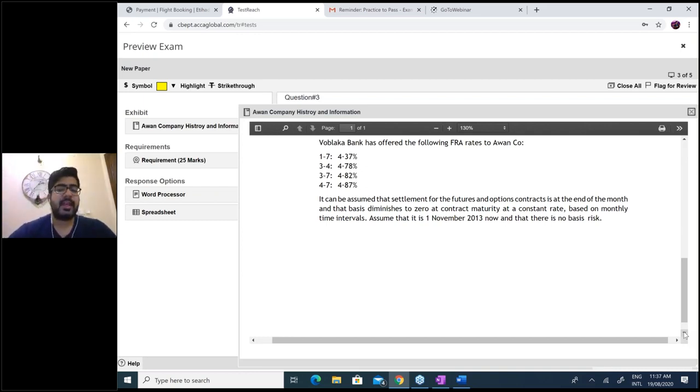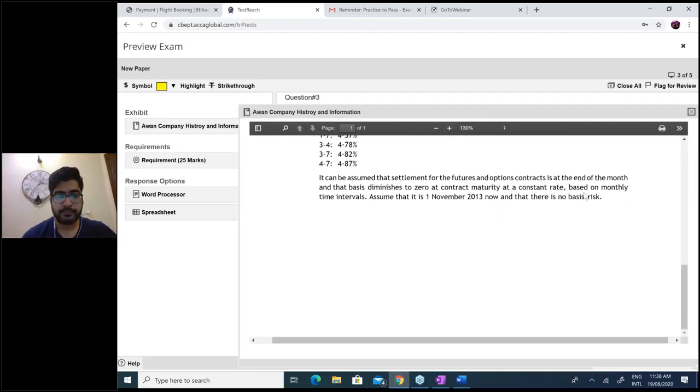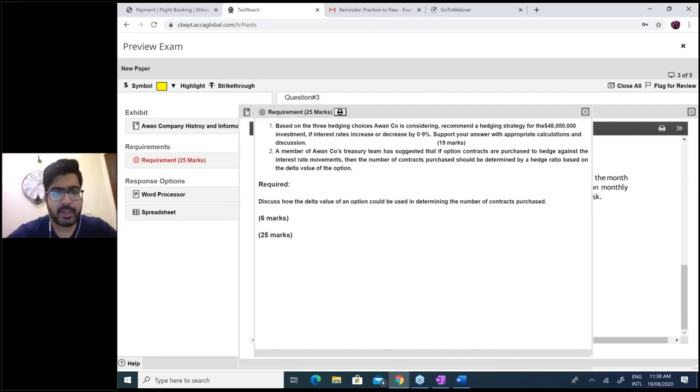It can be assumed that settlement for futures and options contracts is at the end of the month, and the basis diminishes to 0 at contract maturity at a constant rate based on monthly intervals. Assume it is 1st November 2013. There is no basis risk. So that ends the question. Requirement.